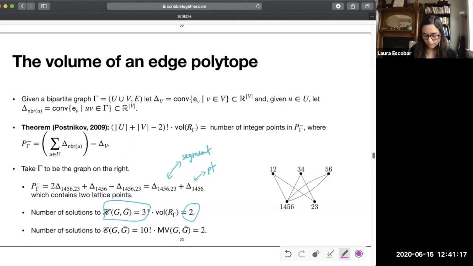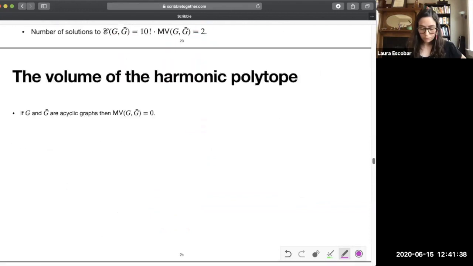And one thing that maybe I forgot to say before is that the number of solutions to the system of equations associated to the edge polytope is the same as the number of solutions to the system of equations that was giving us the mixed volume that we wanted to find. So using all this, we were able to compute the volume of the harmonic polytope.